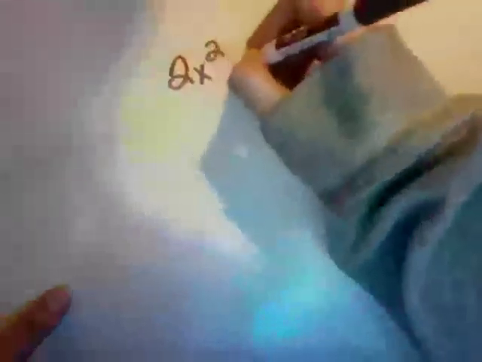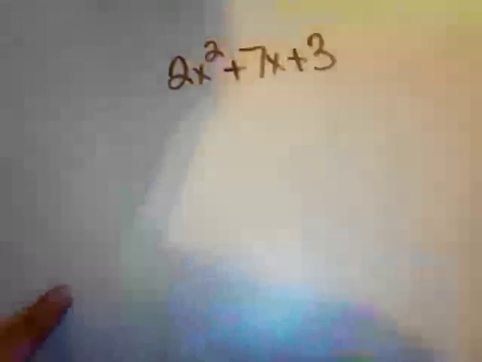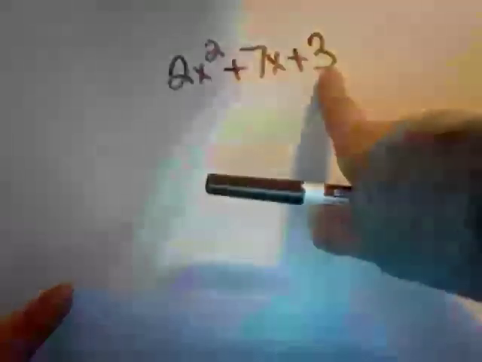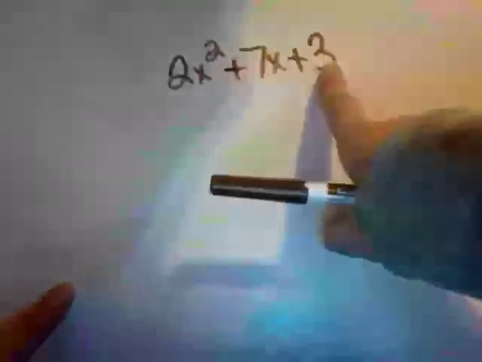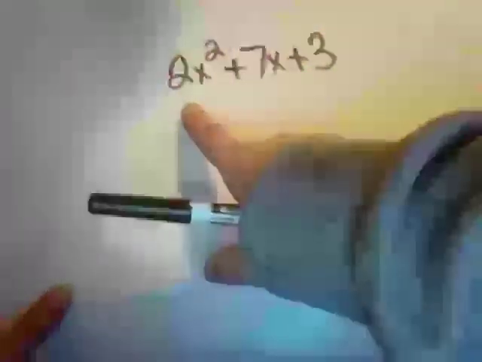All right, so the first one that we are going to look at is going to look like 2x squared plus 7x plus 3. You can see that we cannot just divide everything by 2, right? Because there's a 7 here, there's a 3 here. These are not divisible by 2. So we've got to do something different with this.